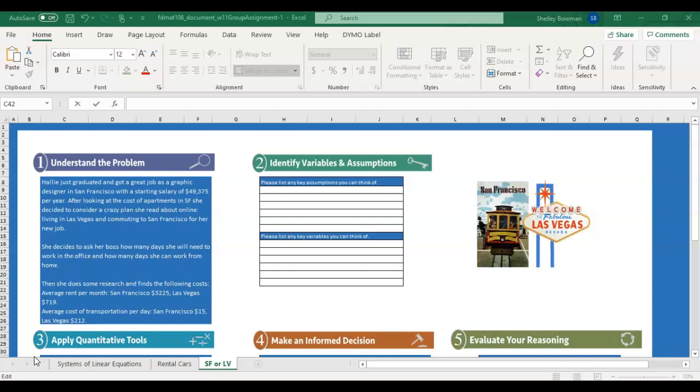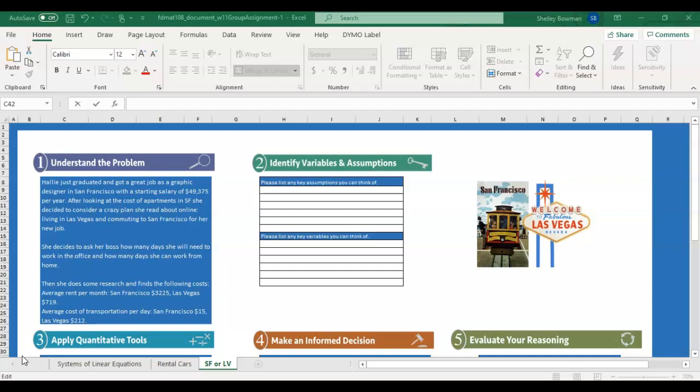Hallie just graduated and got a great job as a graphic designer in San Francisco with a starting salary of $49,375 per year. After looking at the cost of apartments in San Francisco, she decided to consider a crazy plan she read about online, living in Las Vegas and commuting to San Francisco for her new job. She decides to ask her boss how many days she will need to work in the office and how many days she can work from home.